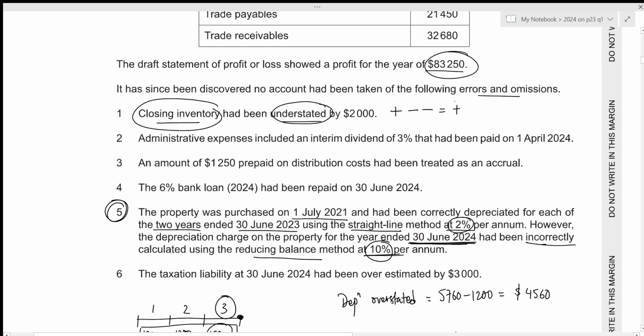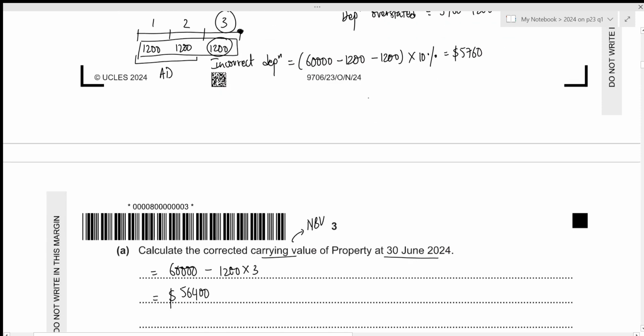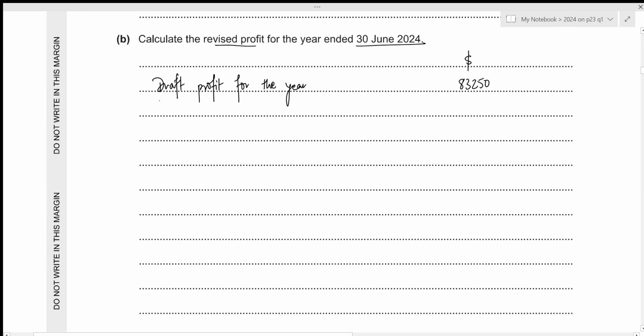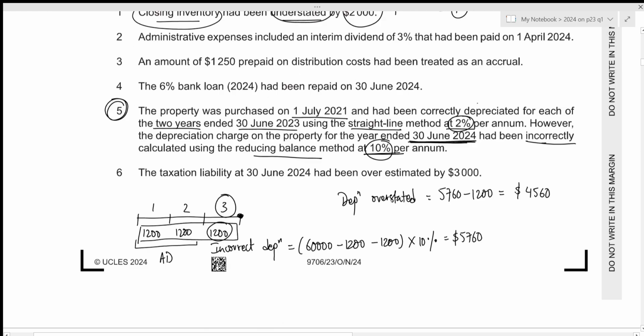So it just means that in order to correct the first error, we need to add back the amount of 2000. And this is the error which relates to our closing inventory. So closing inventory, we add back 2000. That's all for the first error.